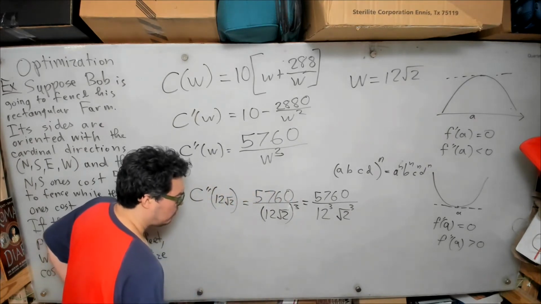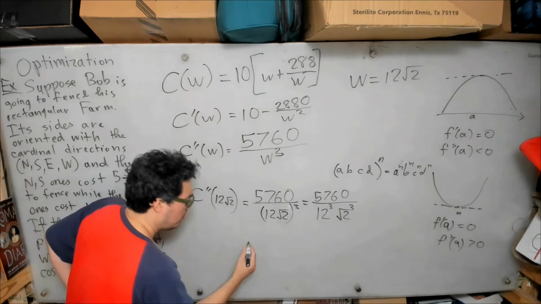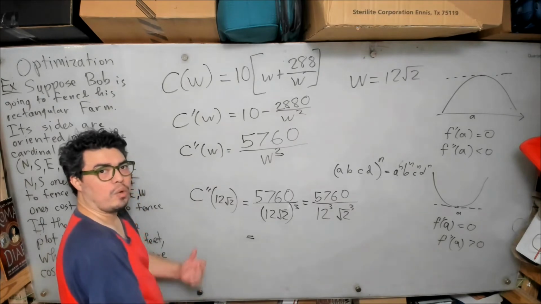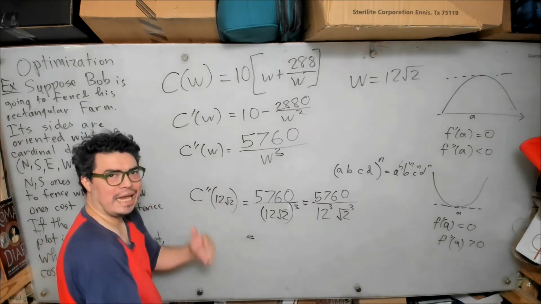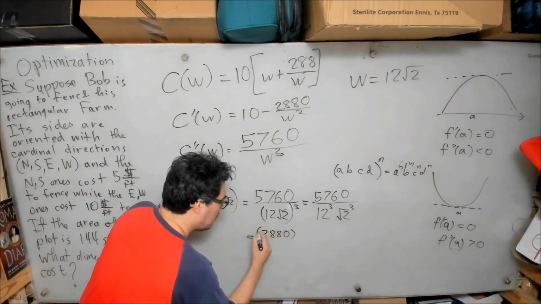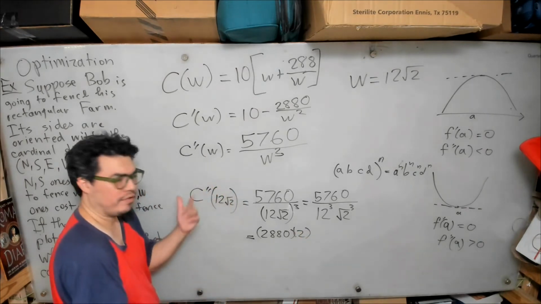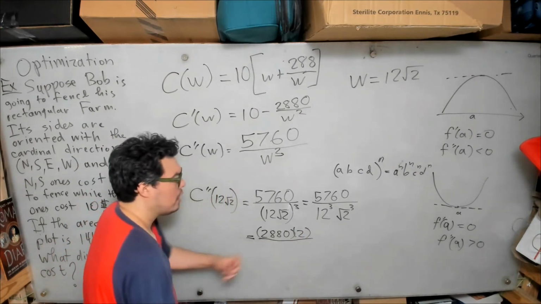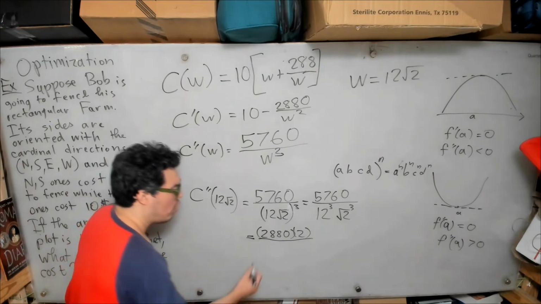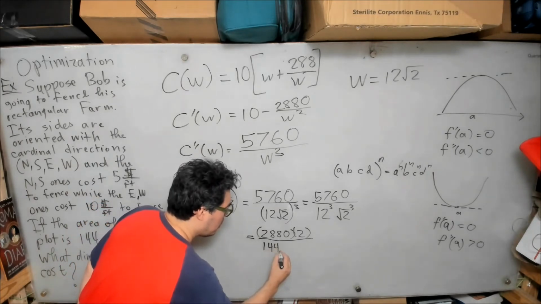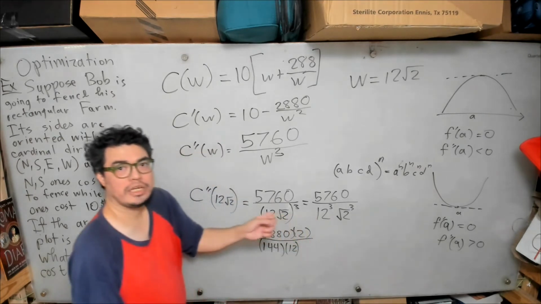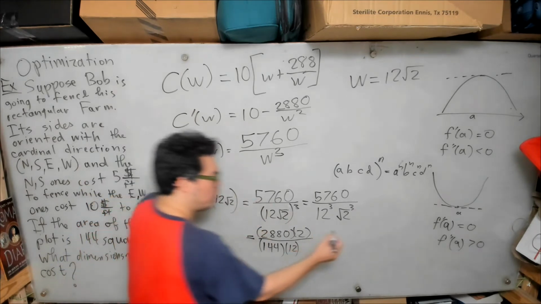Now, let's start simplifying this little by little. First of all, in the previous step, we saw that the 5760 was actually 2880 times 2. We just did that multiplication in the previous step, right? So that's how I know that one. I know that 12 cubed is actually 12 times 12 times 12, or we can say 144 times 12. And the square root of 2 cubed is actually going to be the square root of 2 times the square root of 2 times the square root of 2, right?